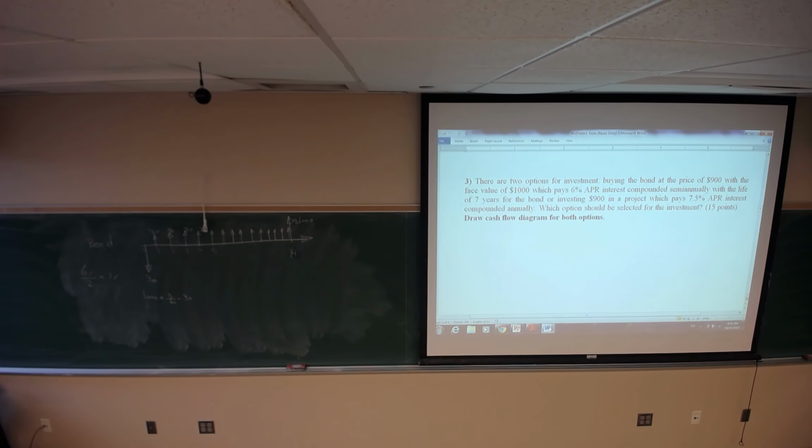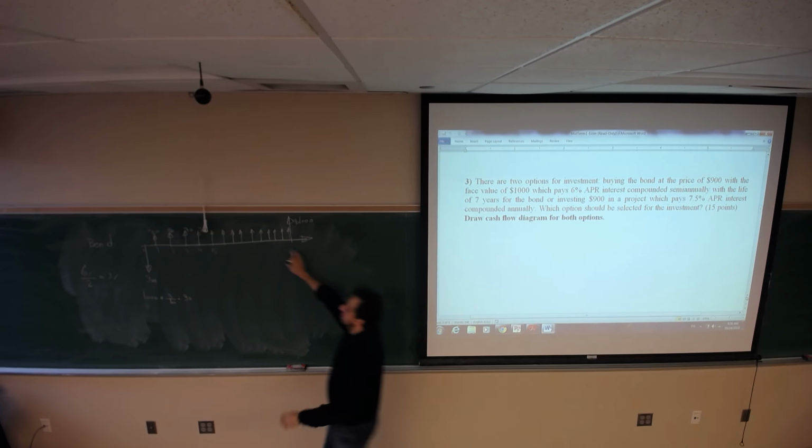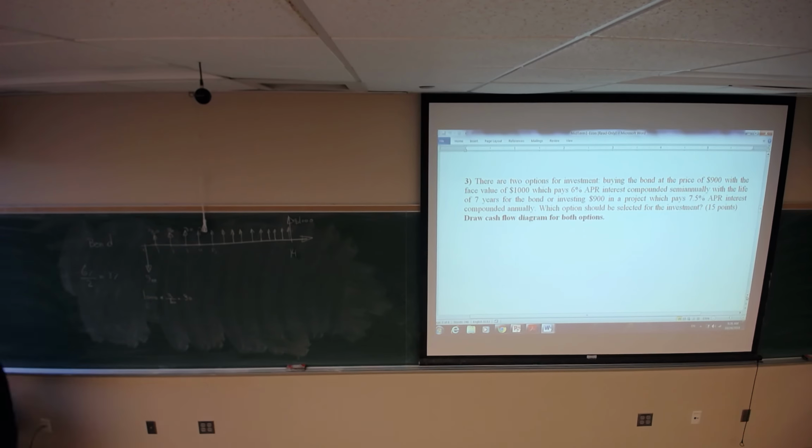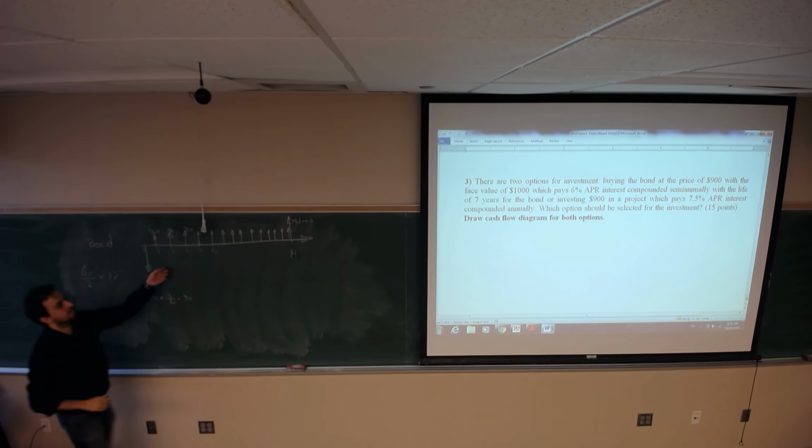For some of you, this problem had 15 points. If you draw this cash flow diagram, just this one, correctly, you get 3 points.